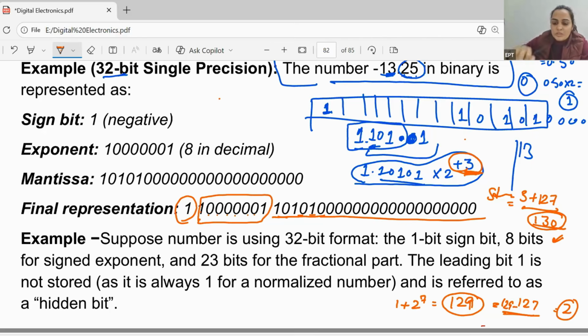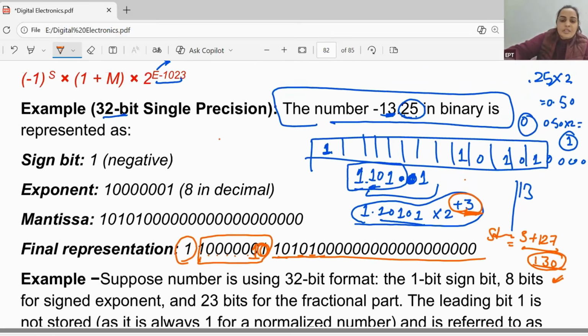There is a mistake here. This value should be like this. 129, I will write 130 here. So this is going to be this. Okay. Now let's take the next problem.